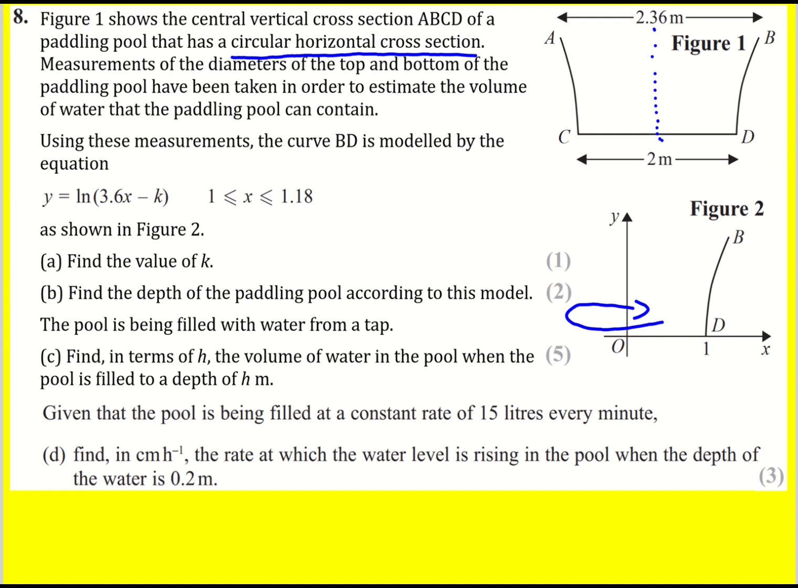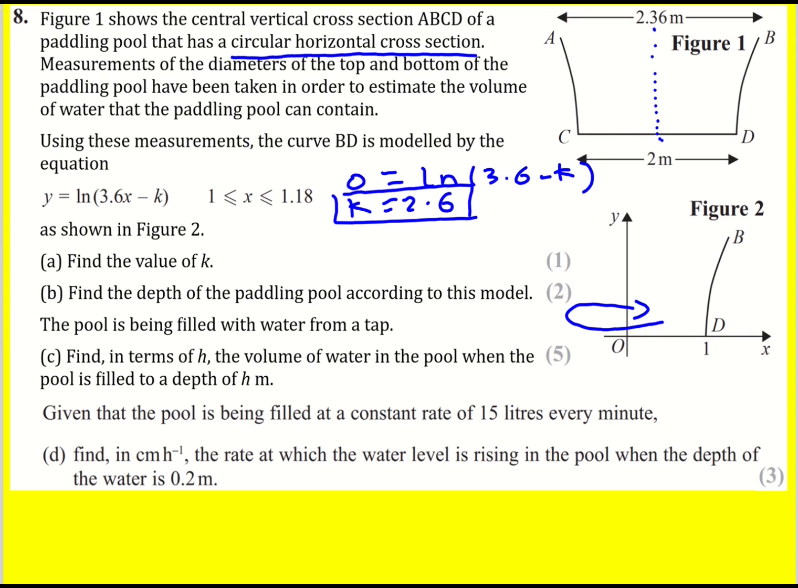Well, we can sub in the values. So I know when y is 0, that x is 1. Therefore, 0 equals ln(3.6 minus k). And it's ln 1 that's equal to 0, so k must equal 2.6. You could alternatively do e to the 0 and then do 3.6 minus e to the 0. That will give you, again, k is 2.6.